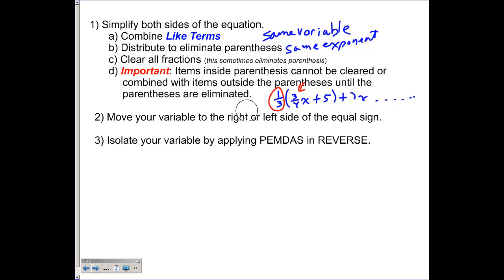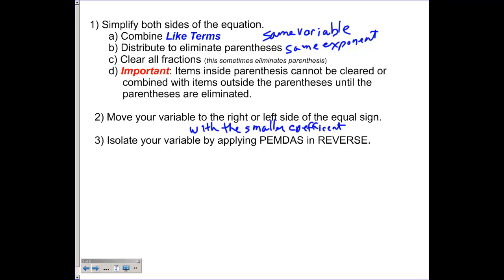When all that simplifying is done, next is to move your variable to the right or left hand side, and that's only in the event that you have a variable on both sides of the equal sign. Usually what I suggest to the students is move the variable with the smaller coefficient. And if you do steps 1 and 2 fully, chances are by the time you get to step 3, you're only going to have a 2-step equation left to solve.